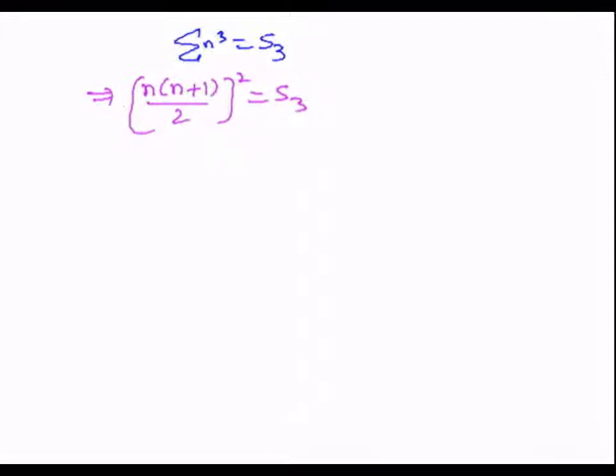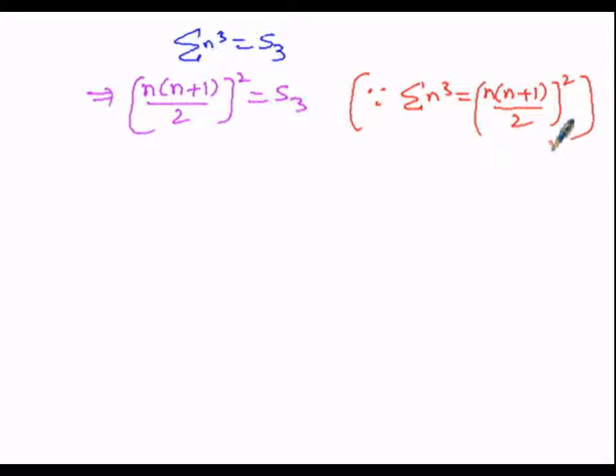So here we got this logical step by the reason that sigma n cube is replaced by n into n plus 1 whole divided by 2, whole square. So here therefore S3 is given by means of n into n plus 1 overall divided by 2 whole square, which is our third equation.